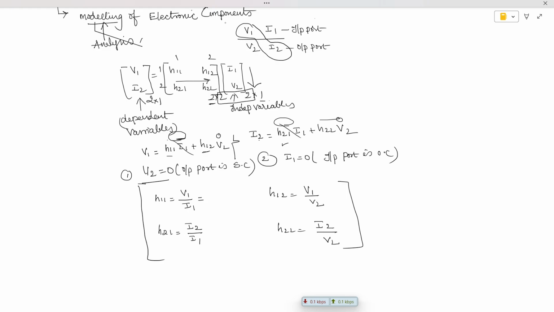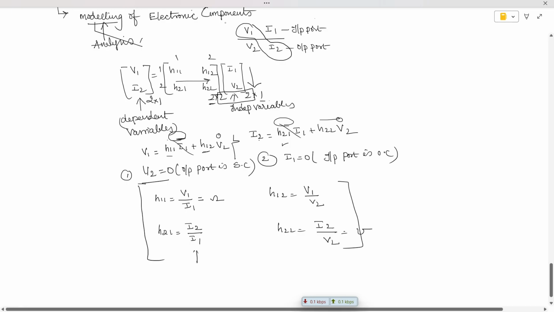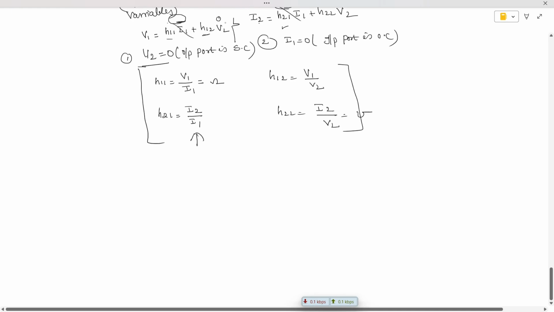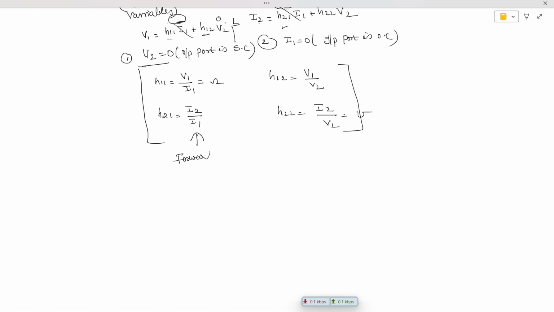So what are the names? The formula for V by I has units of ohms. The formula for I by V has units of mhos. Here I2 by I1, output current by input current, we call forward current gain. This one is input voltage by output voltage, so we call it the reverse voltage gain. Generally voltage gain means V2 by V1, but this is in reverse. That's why V1 by V2 is called reverse gain.